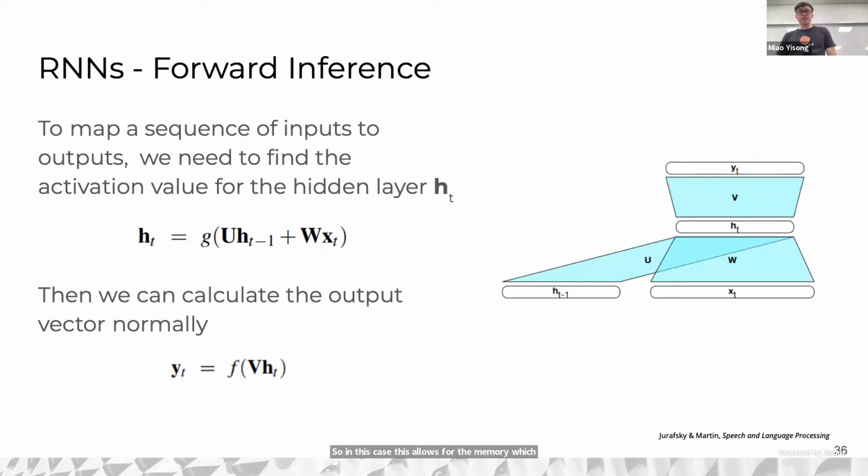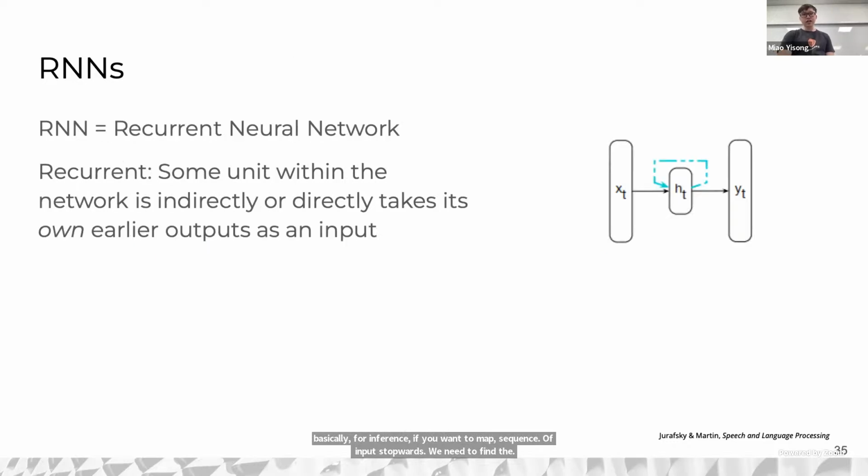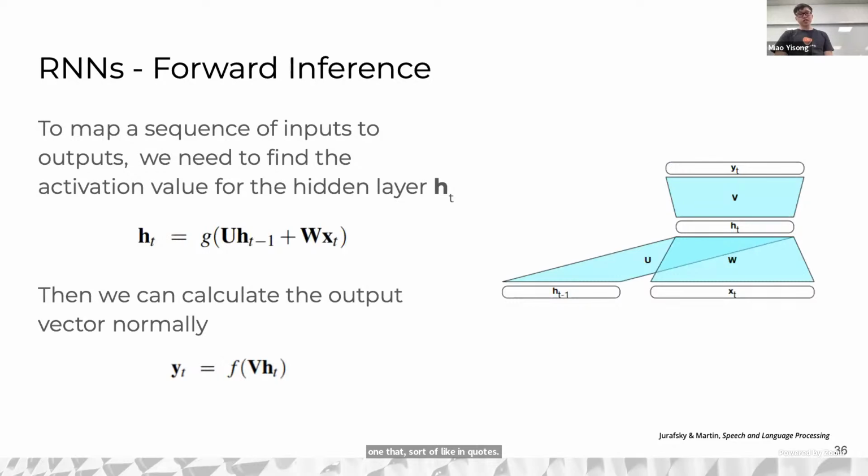So basically, for inference, if you want to map a sequence of inputs to outputs, we need to find the activation value for the hidden layer. And the hidden layer, as a reminder, is the one that encodes the memory of the words. So this is how you find the activation value of the hidden layer. And after that, you use the hidden layer to calculate the output vector normally.